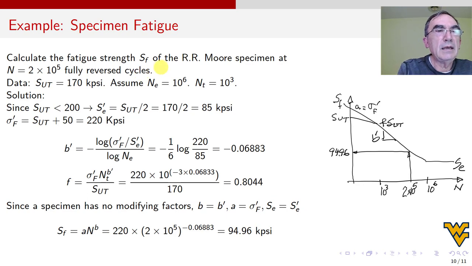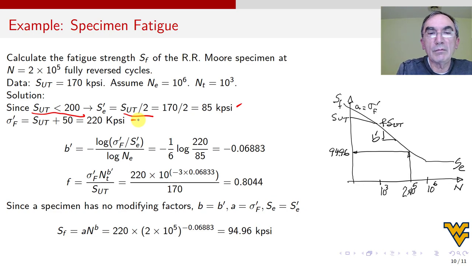Now the data is SUT 170, and 170 is less than 200. So SE prime from the estimation formula is SUT divided by 2. Remember the 0.5? So 170 divided by 2 gives me 85. That means SE prime is 85. Without data, I can assume that's the number. They also tell me to assume this and this, which is normal when you don't know anything. Immediately what I need next is sigma F prime, which is SUT plus 50. That's what we estimate, and I take this to be 220.